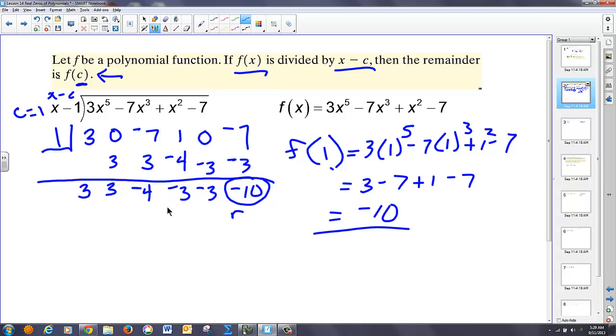So be it. So I don't even need to go through this synthetic division to find my remainder. All I need to do is plug in the c value to the function in order to get the remainder. And this is called the remainder theorem.